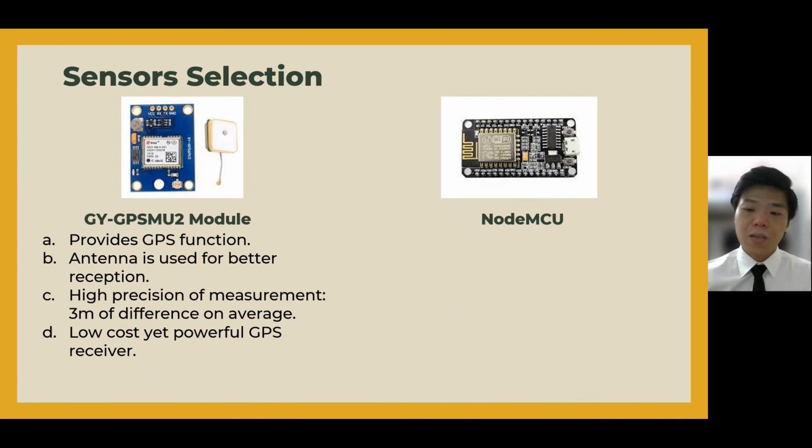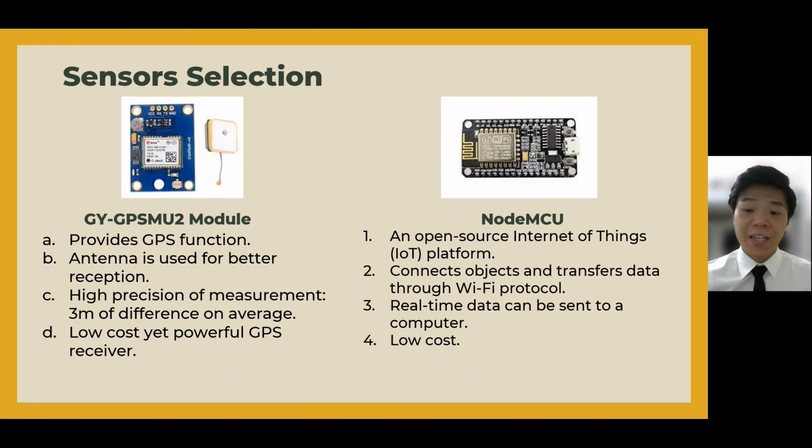And lastly, it is the NodeMCU. So it is an open source Internet of Things platform. So it can connect objects and transfer data through the Wi-Fi protocol. So it can transfer the data without connecting the device to the computer. So real-time data can be sent to a computer. And also it is a low-cost sensor.